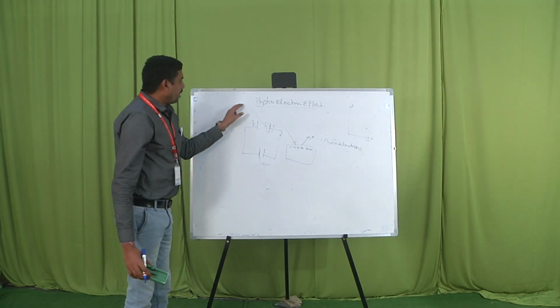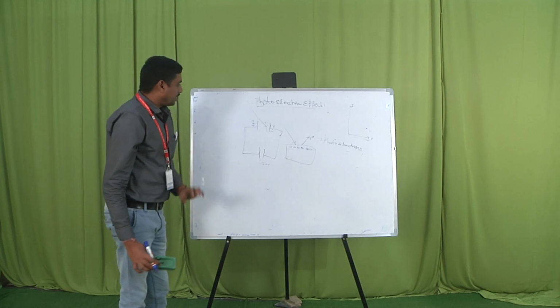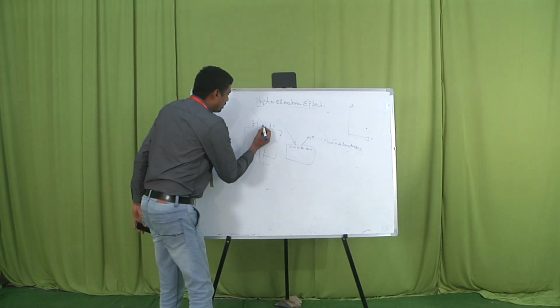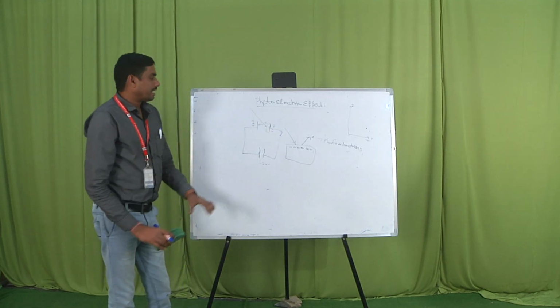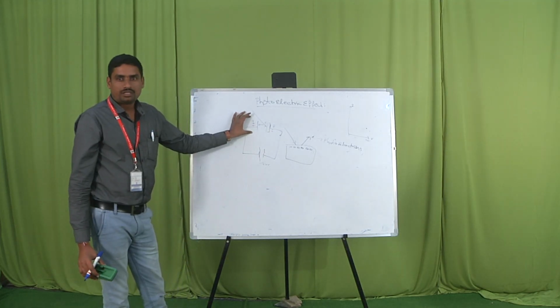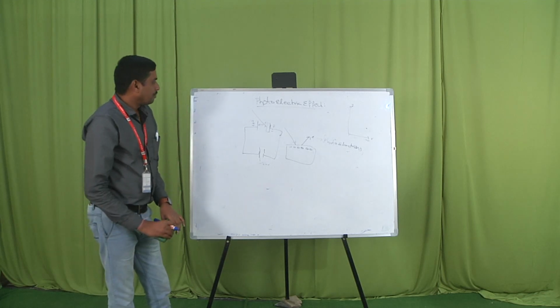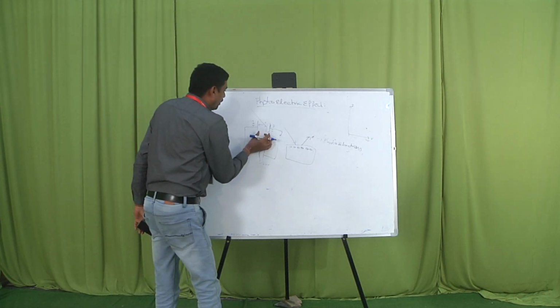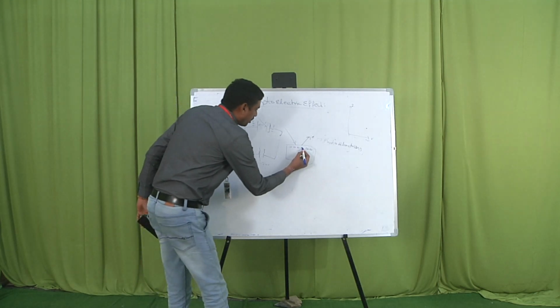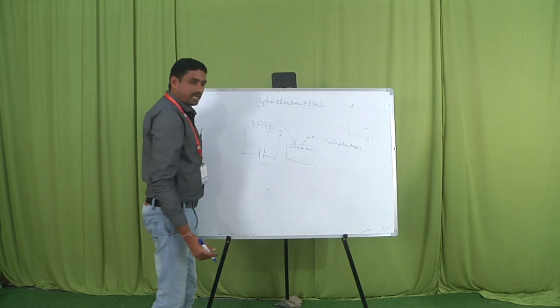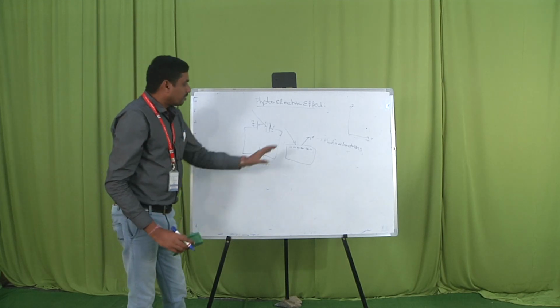Then if light is incident on the metal surface, electrons may come out but they will not reach the positive plate. Why is it not reaching? Because we changed the plates. Electrons come out from the metal surface towards this one.